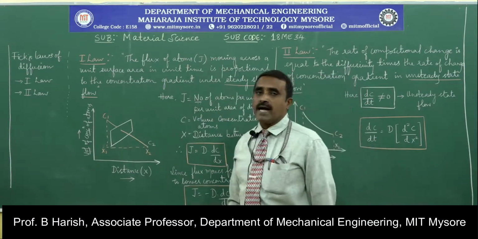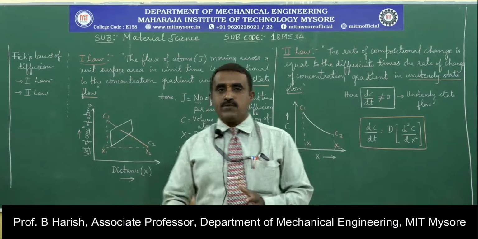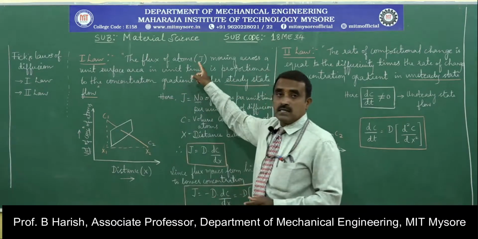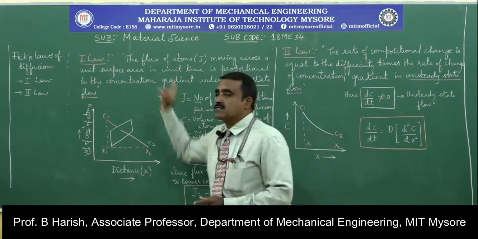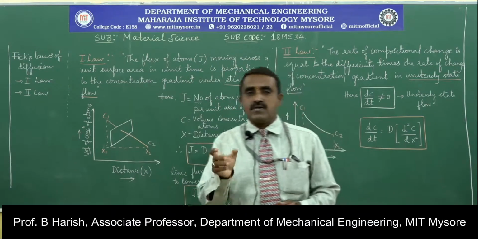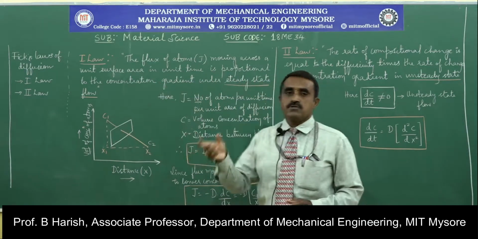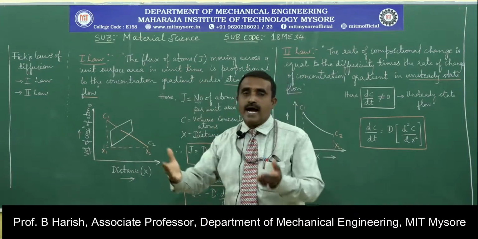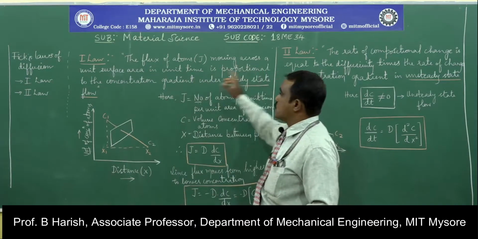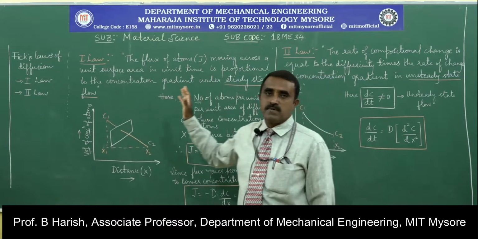Flux of atoms is nothing but the amount of atoms that is getting diffused, given by the letter J. Flux of atoms moving across a unit surface area, so a unit surface area is taken, in unit time. The amount of atoms that is moving is proportional to the concentration gradient under steady state condition. That is what the statement says.